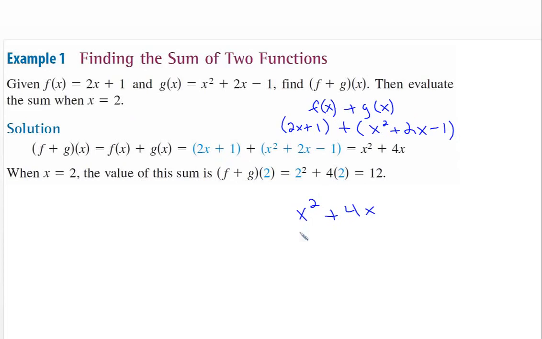So what you're going to do is plug in 2 for the x's: 2 squared plus 4 times 2. So that's going to give you 4 plus 8, which is 12. Alright, so that's all that is right there. Pretty straightforward, nothing complicated.